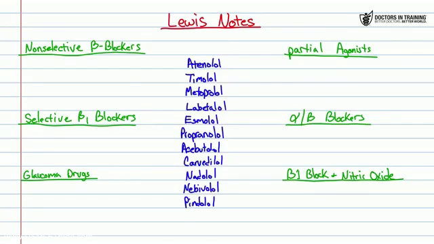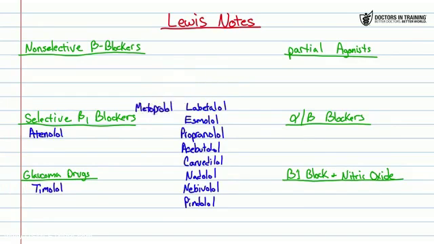So first one, atenolol. Atenolol is a selective beta 1 blocker. We're going to use that for hypertension. Great, it's not going to get those beta 2s. Timolol. Timolol is actually used as a glaucoma drug. It's one of those topical beta blockers that we use. Metoprolol. Metoprolol is used all the time.